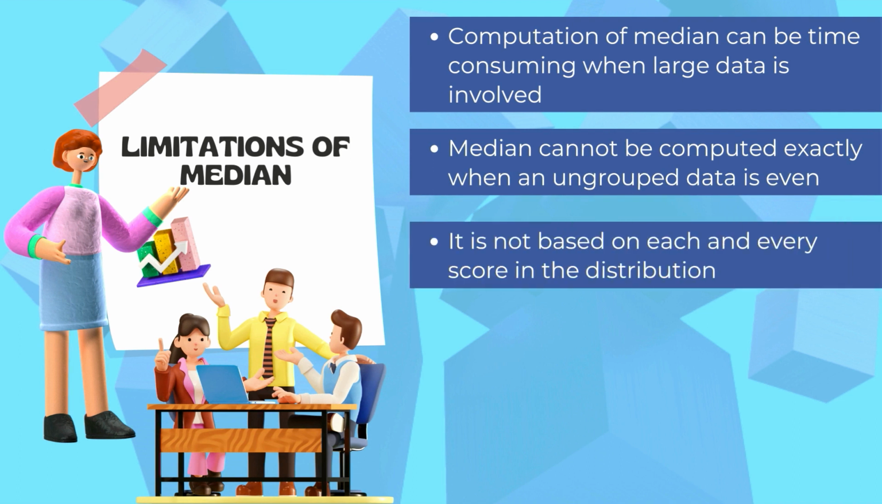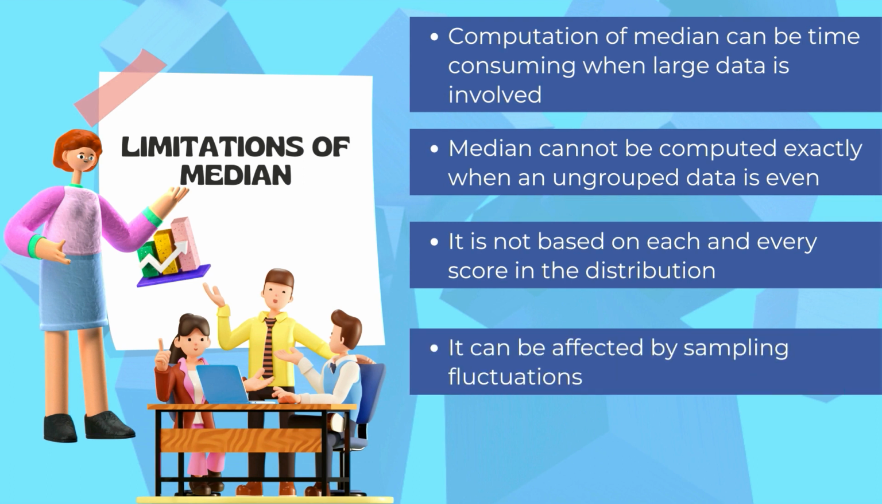It is not based on each and every score in the distribution. As we can see in the mean, we consider all the scores during the calculation, but it is not so in the median, so this can be considered a limitation. It can also be affected by sampling fluctuation. If sampling fluctuation is there, then the median can be affected.